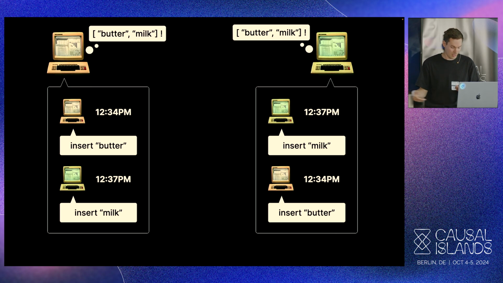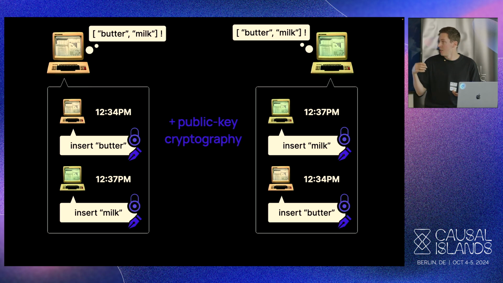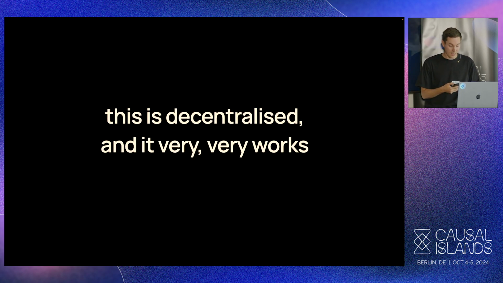So why don't we take that a bit further and combine it with public key cryptography, where each edit is now also encrypted, so only other people we trust can see it, and we also sign it. So there's a really strong notion of I can verify that exactly this person wanted to insert that. And we still only have to exchange the now encrypted and signed messages, right? This is decentralized and it very, very much works.